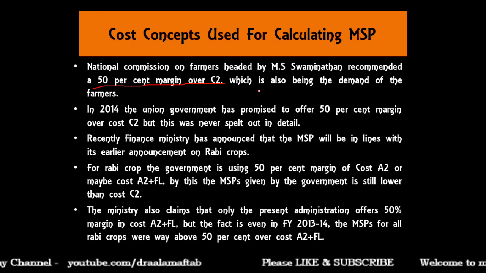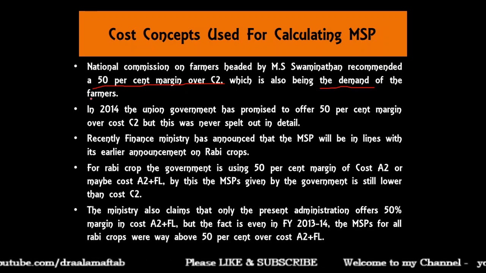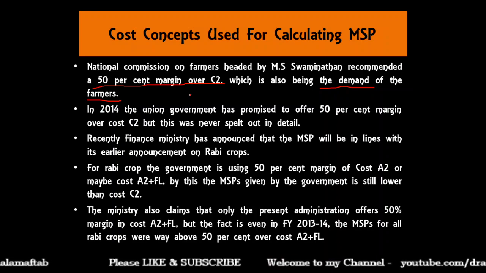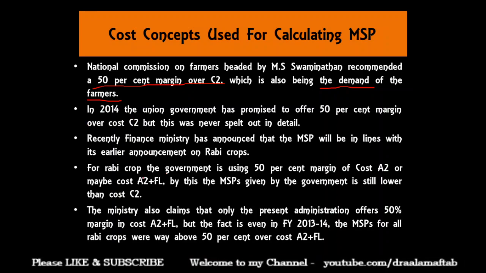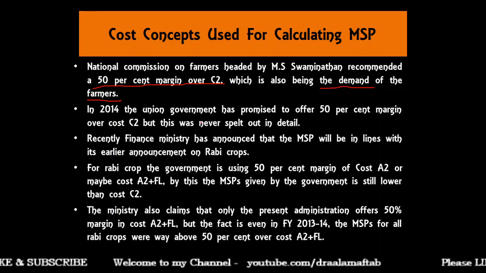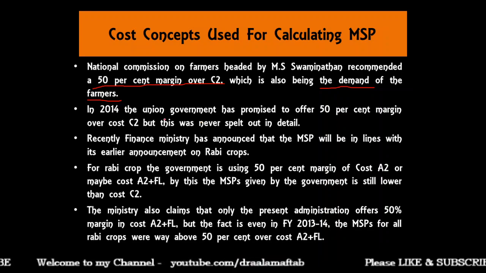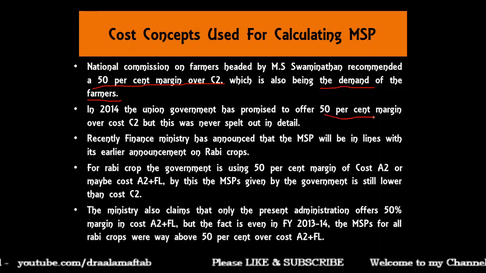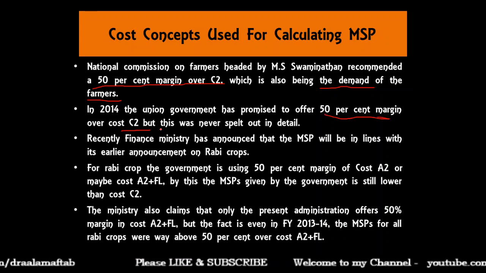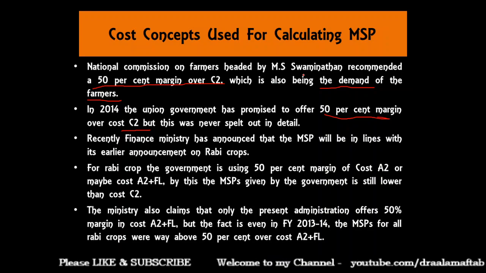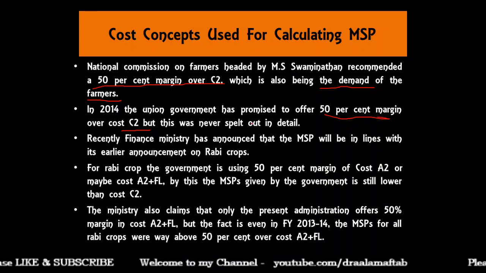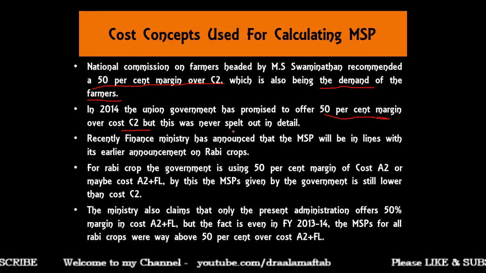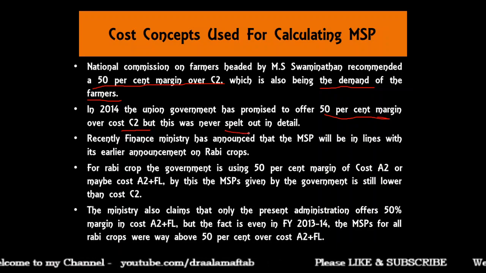So this was the demand of farmers and farmers' unions as well. If you look at the situation in our country, in India, in 2014 the union government promised to offer a 50% margin over C2, as demanded by the farmers and as suggested by the commission, but it was never implemented.